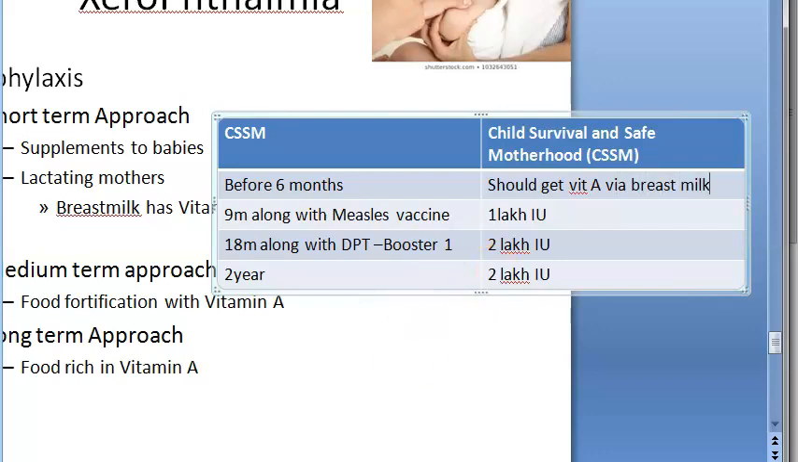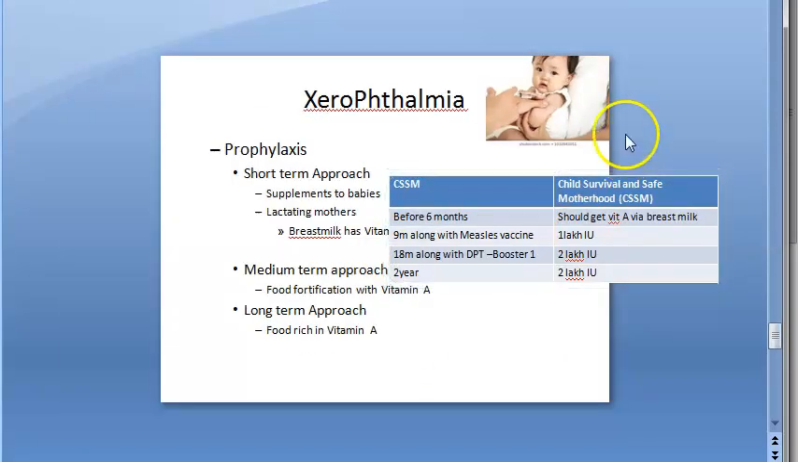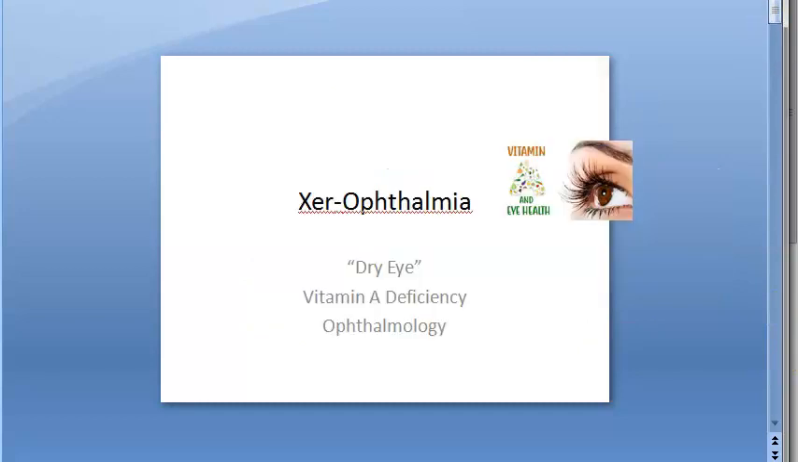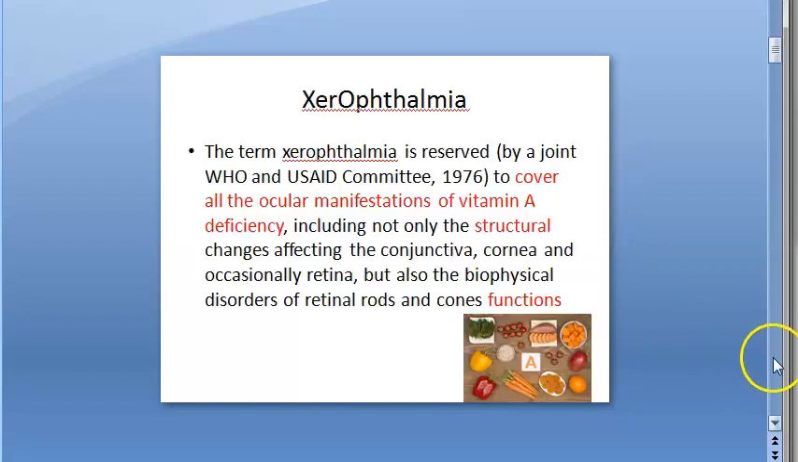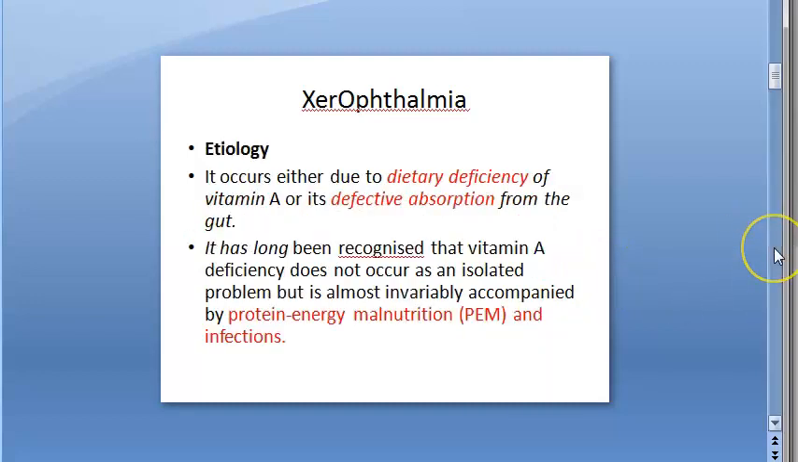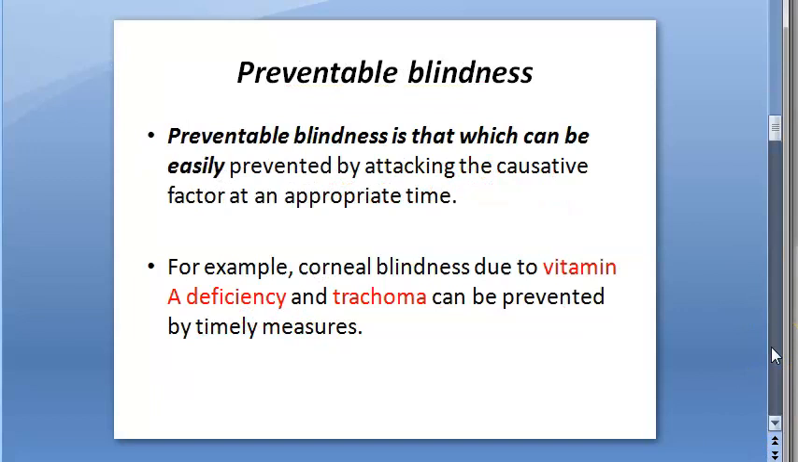Okay. So this covers this very important topic, xerophthalmia. Hope you have understood. Let's take a quick recap and finish off this video. Xerophthalmia stands for dry eye. It is the ocular manifestations of vitamin A deficiency. These can be structural changes or functional changes. This happens when there is dietary deficiency of vitamin A or defective absorption of vitamin A. It is a preventable blindness.